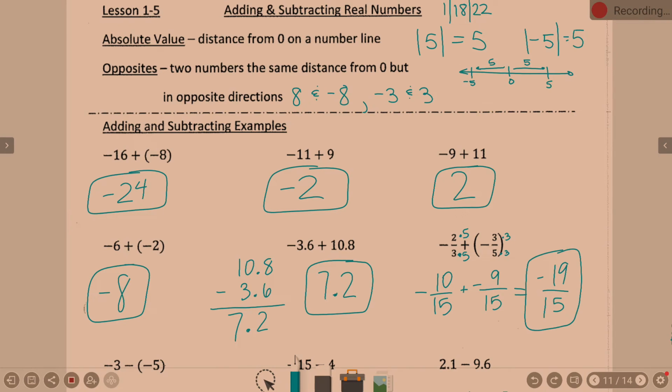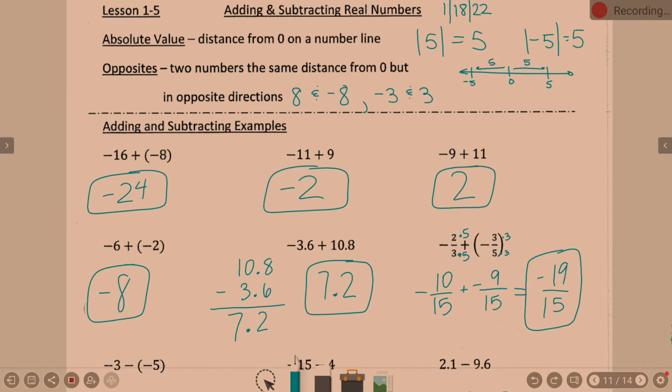Okay. We kind of know how to do fractions, right? We just have to remember. I knew how to do it, I just forgot the numerator and denominator part.